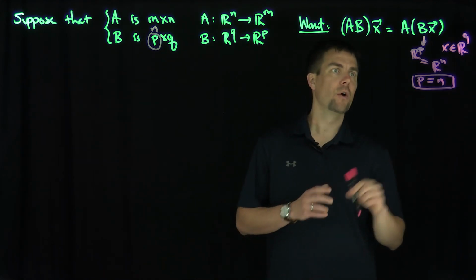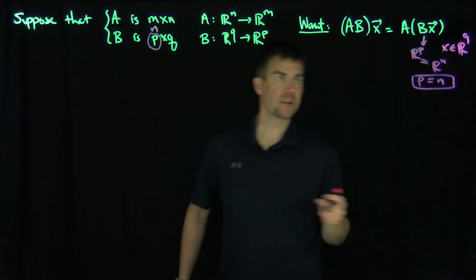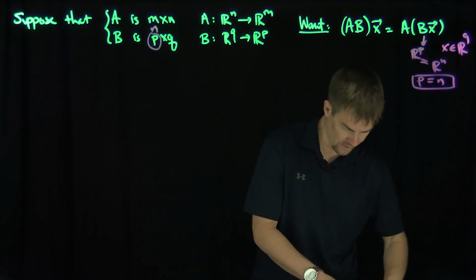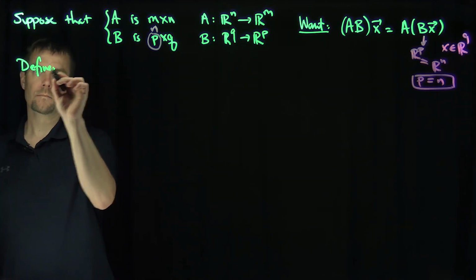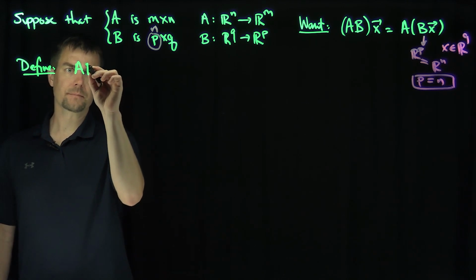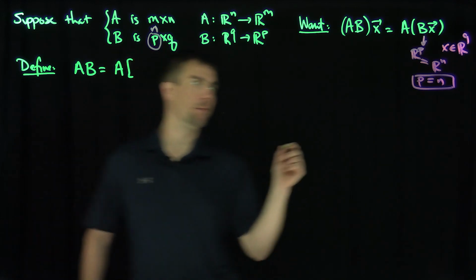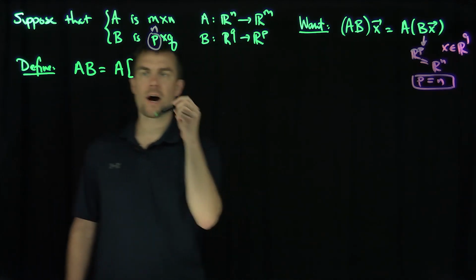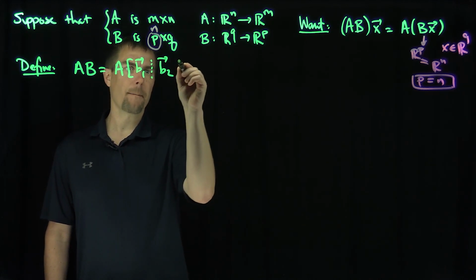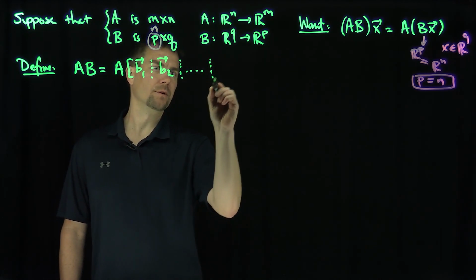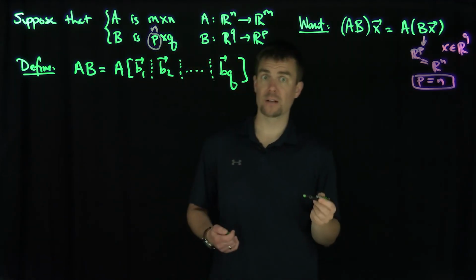And so now, this is going to be an element of Rn, and I know how A operates on Rn, right? So now I can define the matrix multiplication. Now we can define AB to be A, and I'm going to write B first. B has q columns, so B1 is the first column, B2 is the second column, all the way down to Bq is the qth column. So that's what B looks like. I just write it in column form.